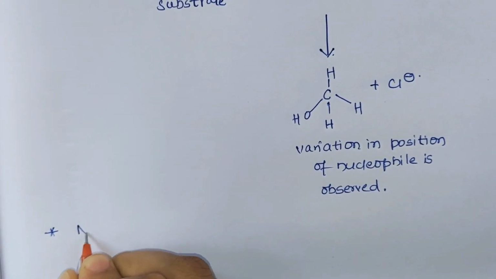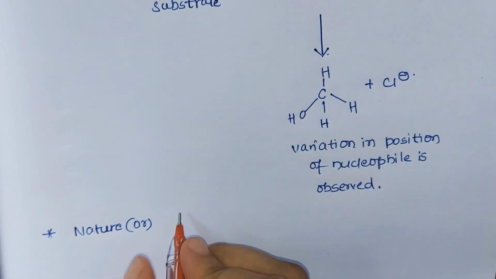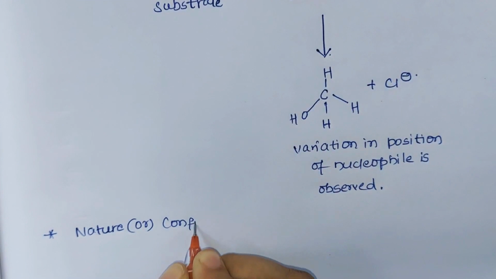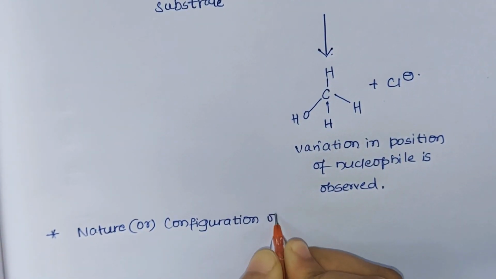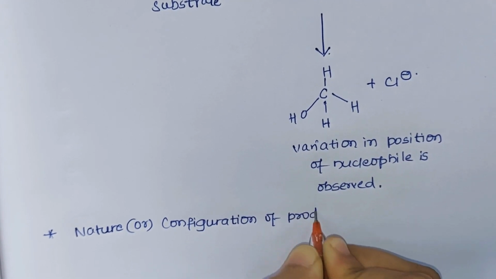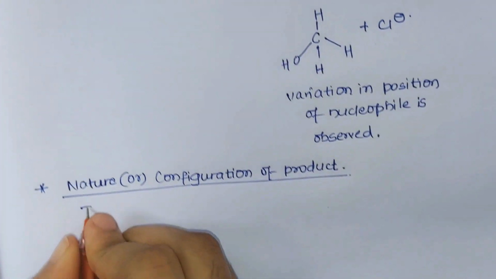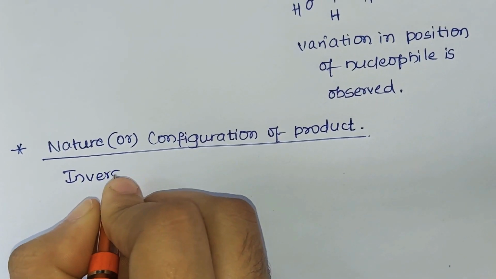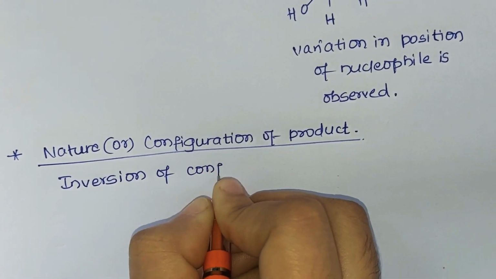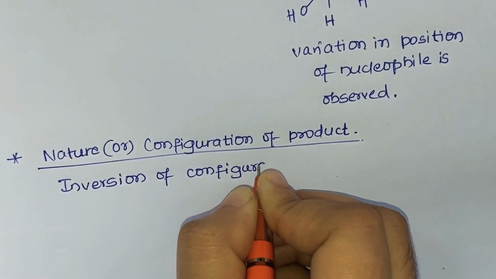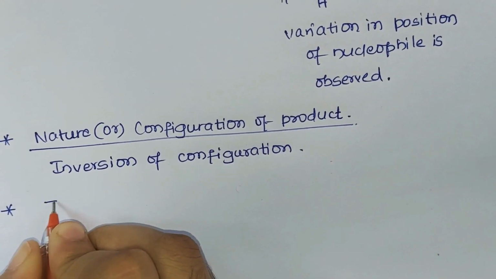Now, next, what is the nature of the product we have obtained? We will now discuss the nature or configuration of the product obtained. What we have observed is that the position of the nucleophile in the product is exactly opposite to its position in the reactant. So what do we call it? We call it inversion of configuration. In detail, in my next video, we'll discuss inversion of configuration. For the time being, remember that in SN2, inversion of configuration takes place.